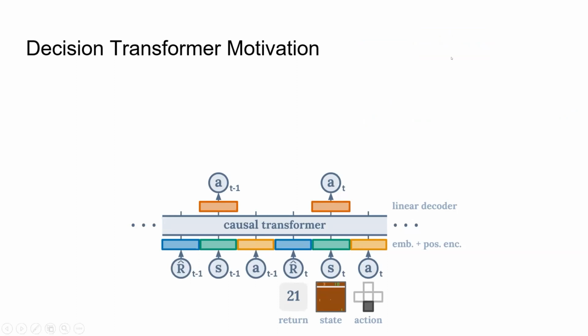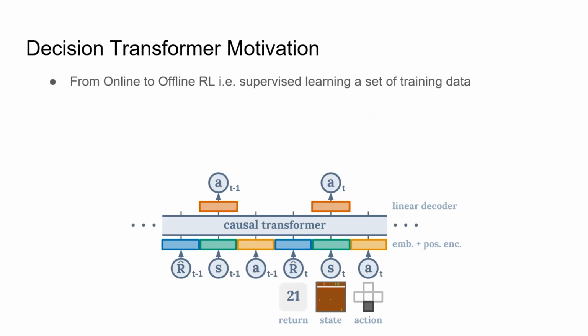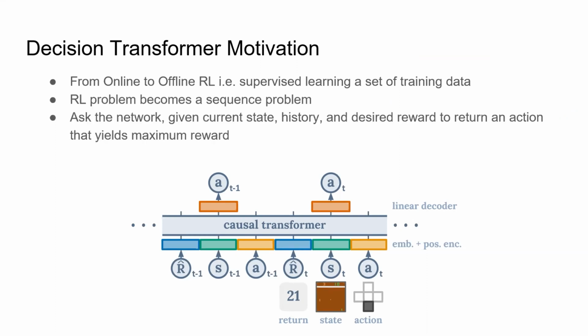So this is the motivation behind our decision transformer. We moved from online to offline reinforcement learning. So instead of using the entire game, we're going to use a supervised set of training data. This transforms reinforcement learning into a sequence problem. We'll ask the network, given the current state, maybe some history of past frames, and a desired reward, to return an action or sequence of actions that gets us to this return score.